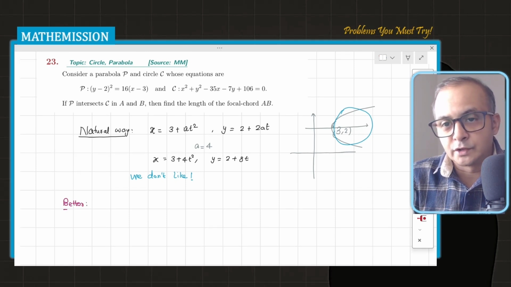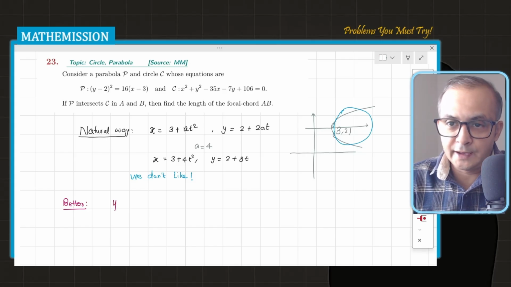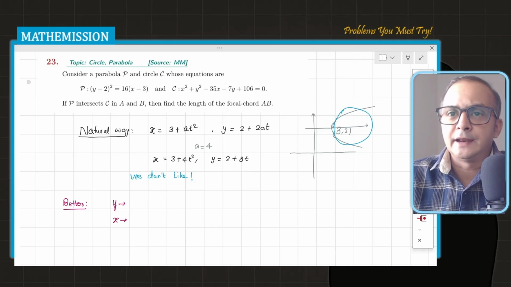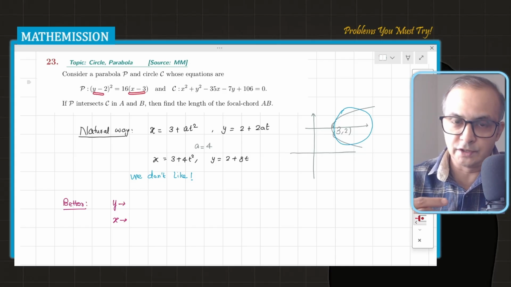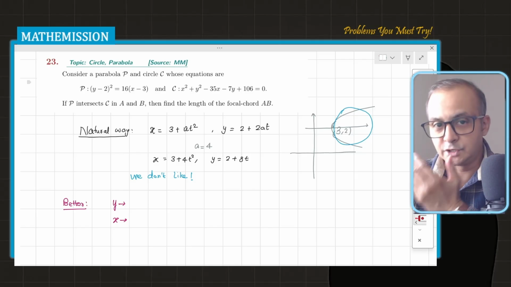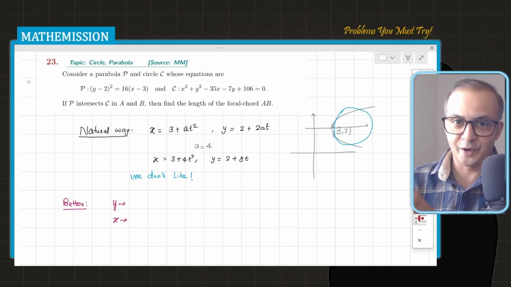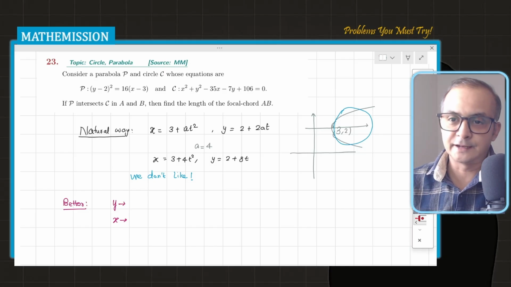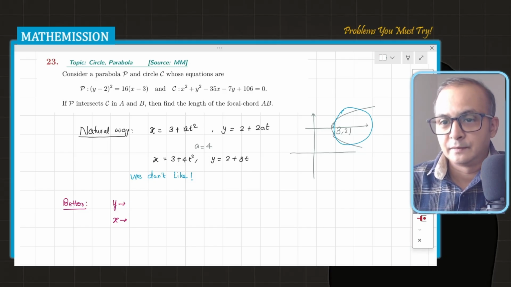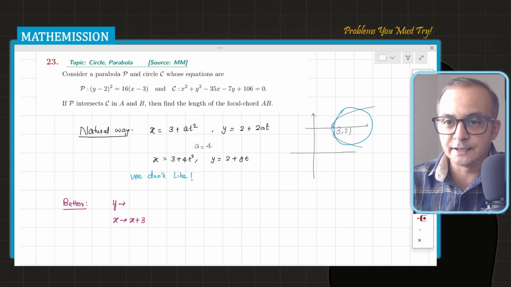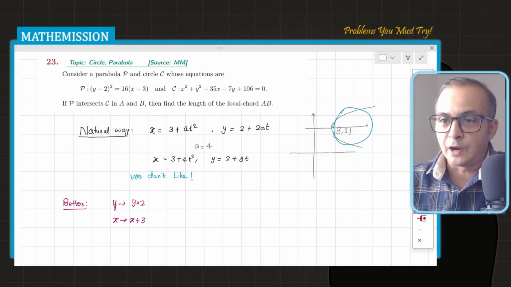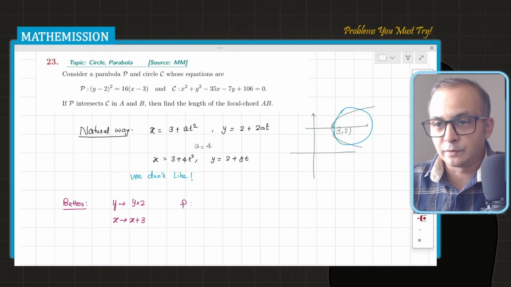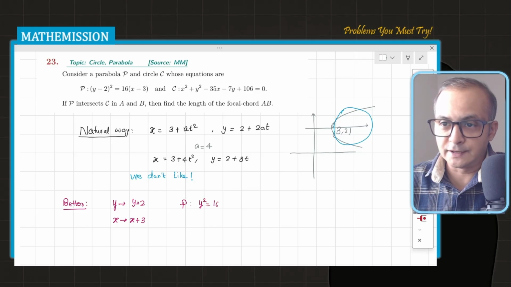So better what we can do is shift it. How do we shift it? I need to move this vertex (x minus 3, y minus 2) to the origin. Now in place of x, what do you substitute in y square is equal to 16x? It is of course x plus 3. As soon as you substitute x plus 3, you get this is x, and for y you shift y plus 2. So our transformed parabola P will turn into y square is equal to 16x.